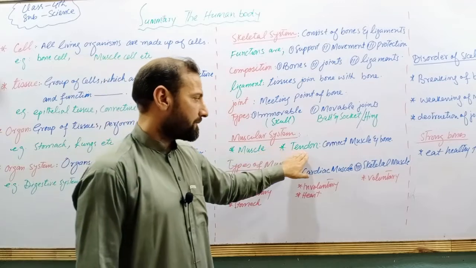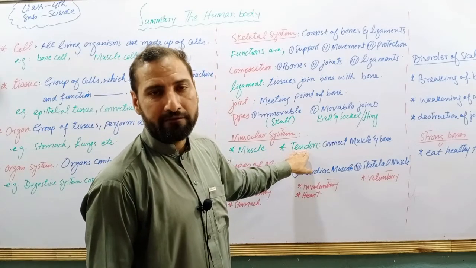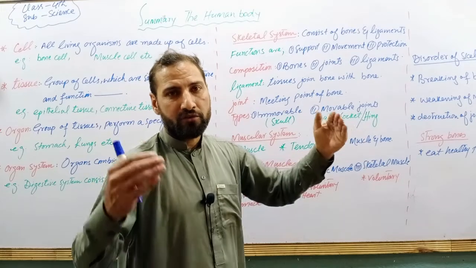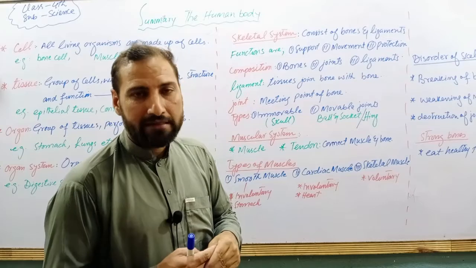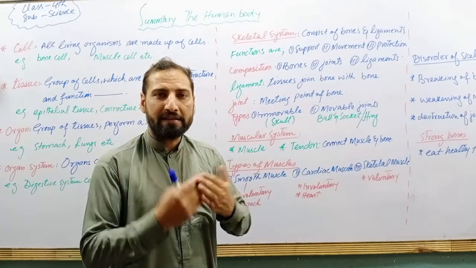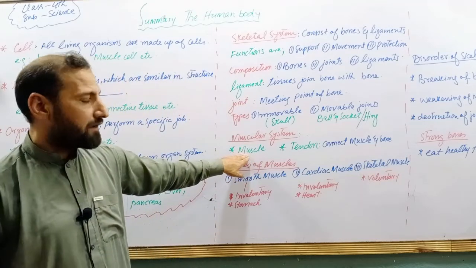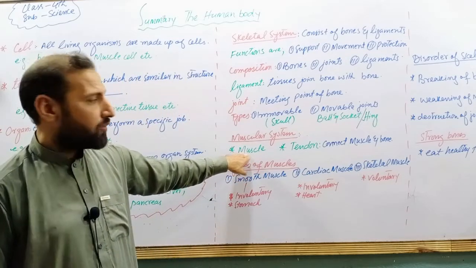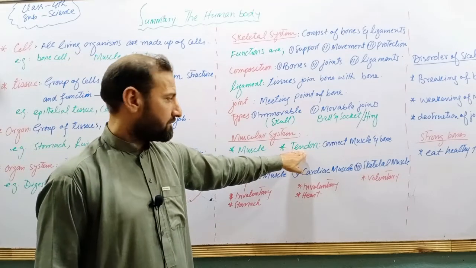What is a tendon? A tendon is a special type of connective tissue, and the function of a tendon is to join muscle and bone, right? So these muscles are connected with bone with the help of this connective tissue, the tendons.